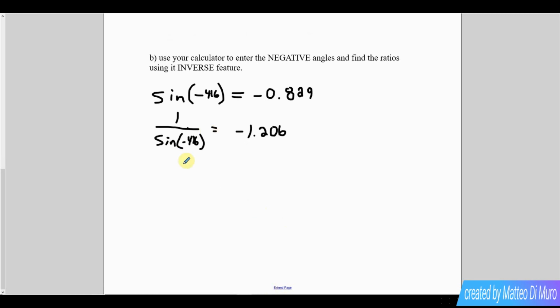I'm not going to write them all out. I'm going to randomly pick one other one. So if you type in cos negative 416, you get 0.559. And just for giggles, secant. I'm going to slowly do them all after saying I wasn't going to do any more. For that one, though, 1.788. Okay. So, beautiful math.